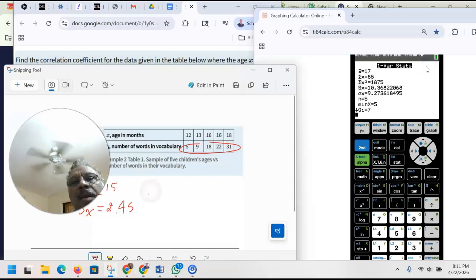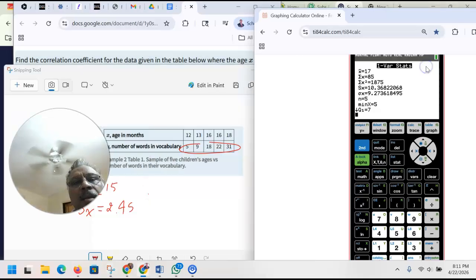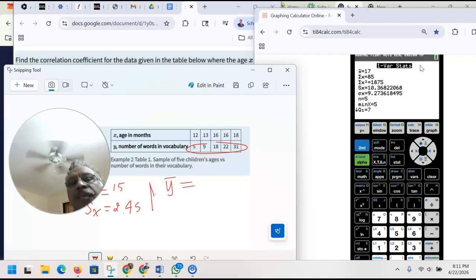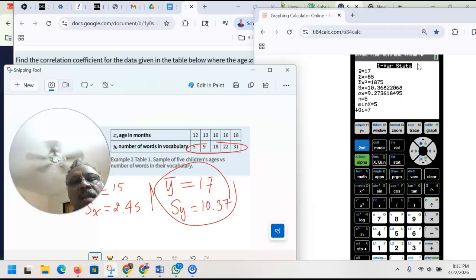Okay, here. Y bar, the average of Y, is 17 and the standard deviation of Y is 3.7, rounded. So these are the important numbers.